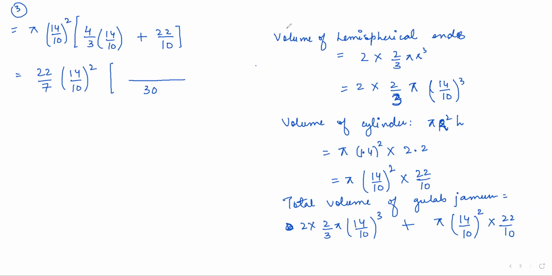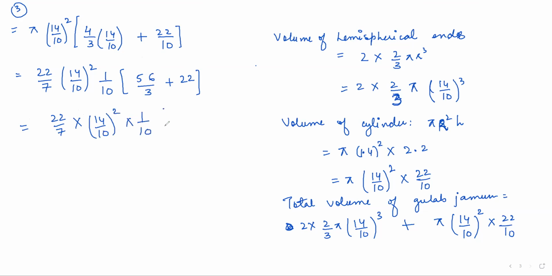Or you can simplify it like this, like both the denominators have 1 upon 10. So you can take this 1 upon 10 also outside. Okay. So you only have 4 into 14, how much is that? 4 into 4 is 16. 4 into 14 is 56, divided by 3. Clear, Hamna? And then plus 22. Only this much is left. Right. So this is 22 by 7 into 14 divided by 10 whole square into 1 upon 10 into, now the LCM is 3. So you have 56 plus 66, right?